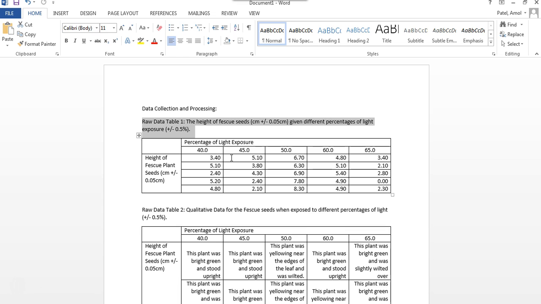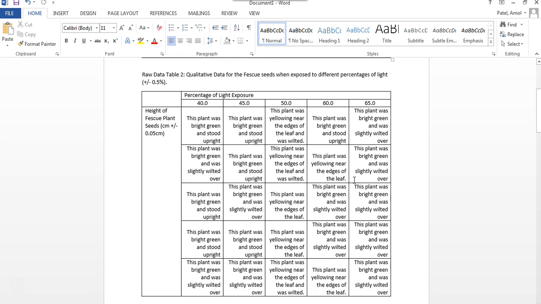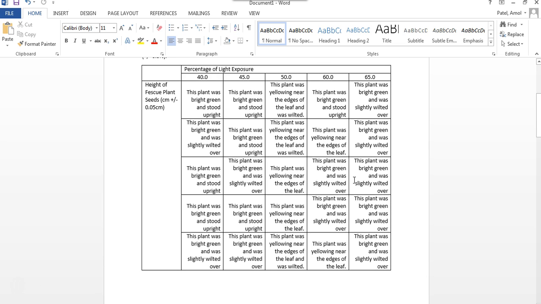Given different percentages of light exposure measured, well, I've said percentage here, so I could say percentage again at the beginning of this unit, but it's already here. But my uncertainty is plus or minus 0.5% for that value. I transferred my data from Excel into this chart. I've added my qualitative data that I collected during my data collection.